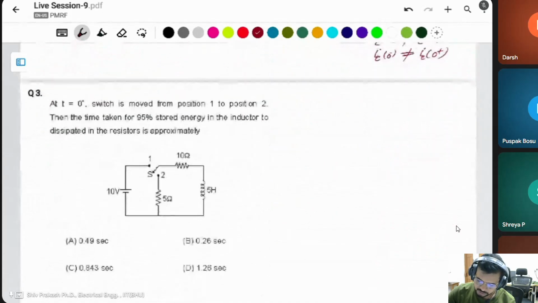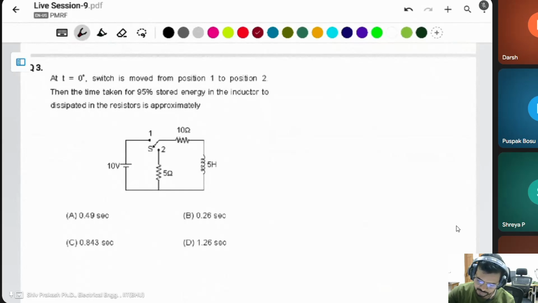Let's try to solve this question. In this question, the circuit is connected like this from t = -infinity to 0. At 0, the circuit will be changed from position 1 to 2. This condition occurs at t greater than 0.